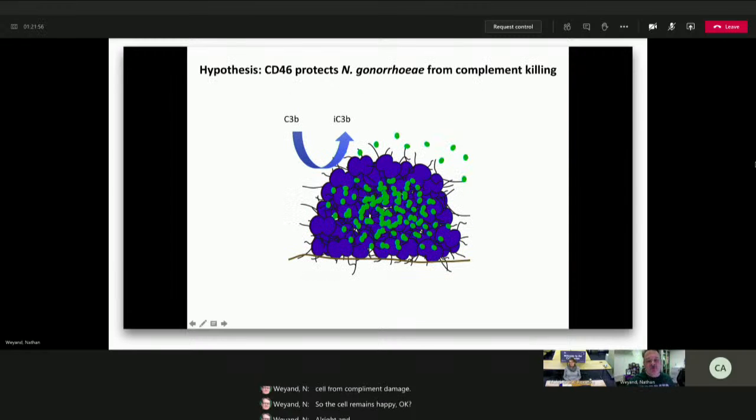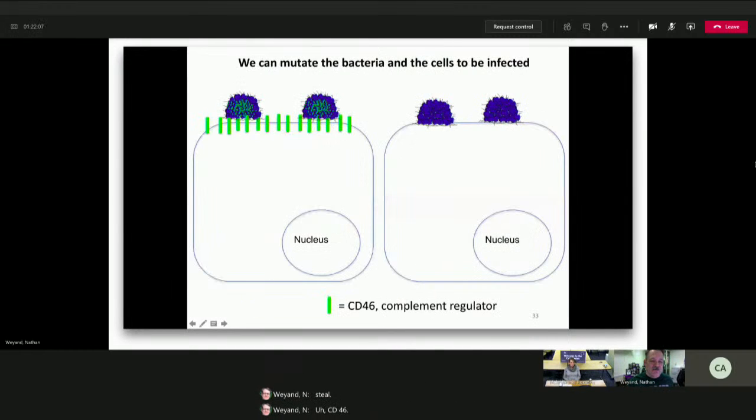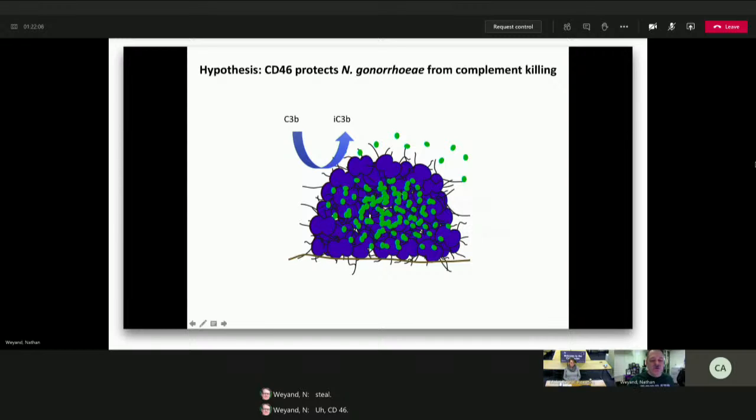All right, and so I showed you some pictures before about how Neisseria gonorrhoeae microcolonies seem to steal CD46. That's what those green dots are here. If C3b attaches to the bacterial membrane, CD46 can help inactivate it. iC3b stands for inactive C3b. And so we think Neisseria gonorrhoeae is stealing CD46 from the infected cell so it can use its activity to protect itself from complement. Any questions on that?